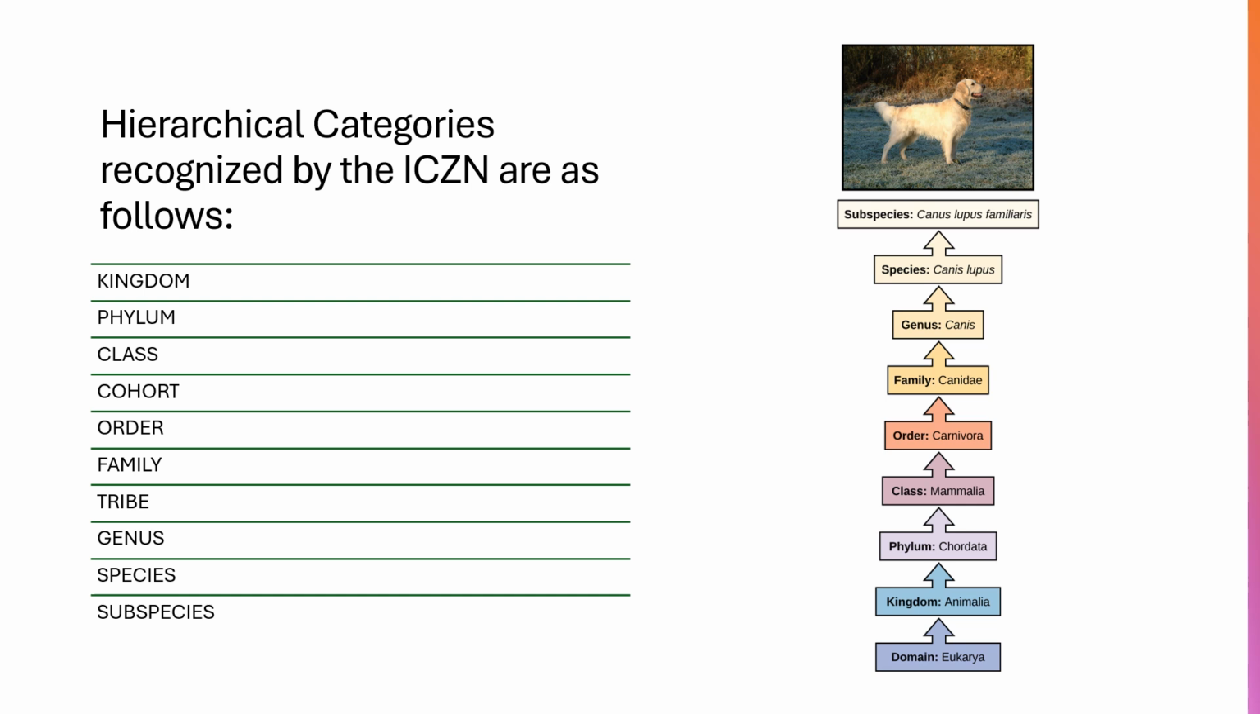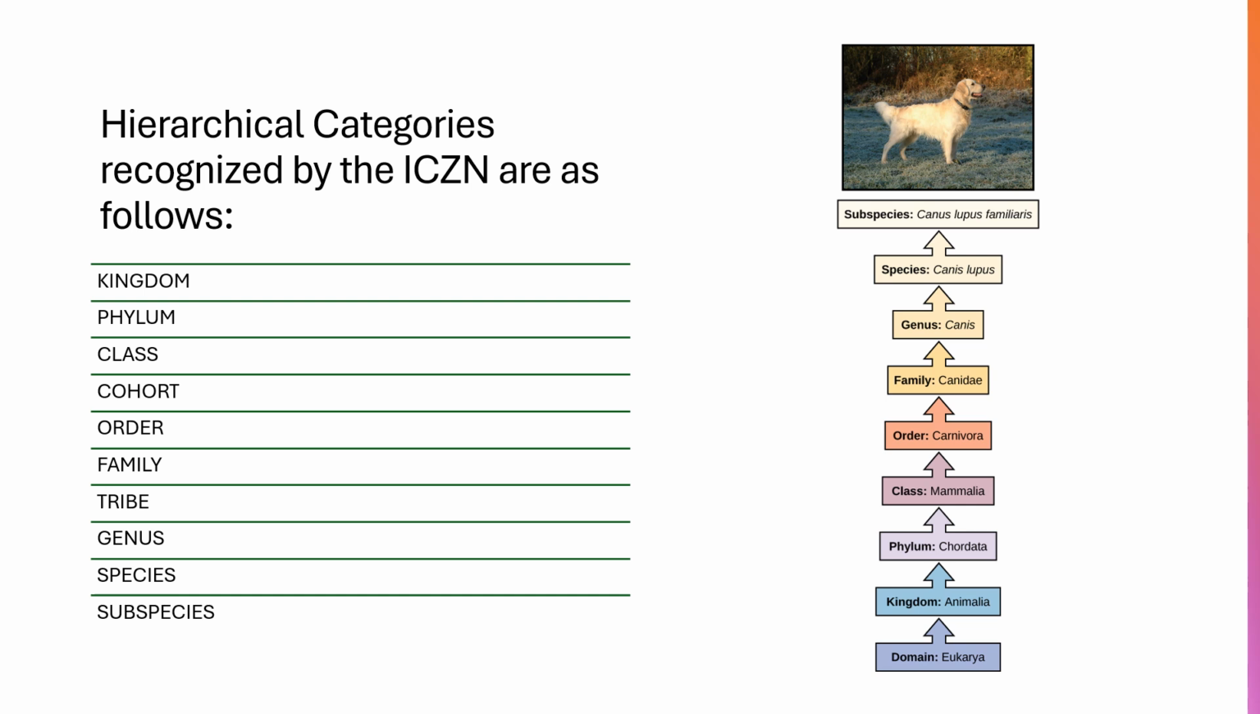Now we talk about the hierarchical categories that are recognized by the ICZN. Here is an example of our common dog that you see. And there are a lot of varieties of dogs that you see in your locality or with people around you or with your neighbors. So these are the broad groups, and then there are these subgroups.